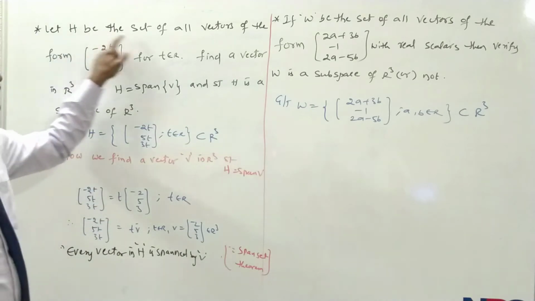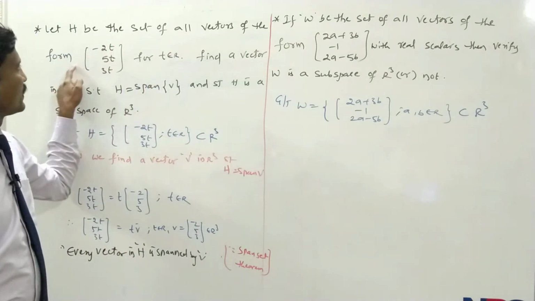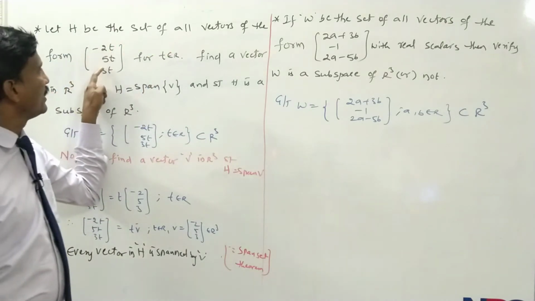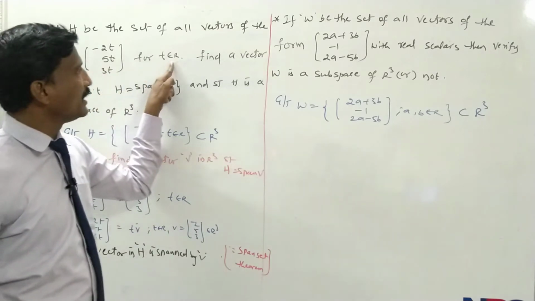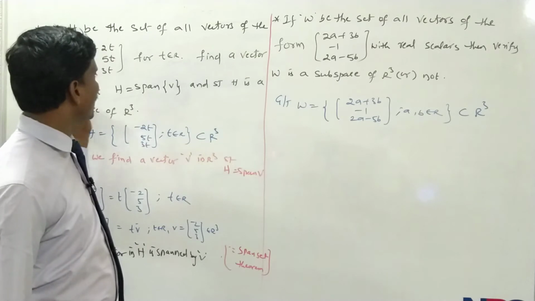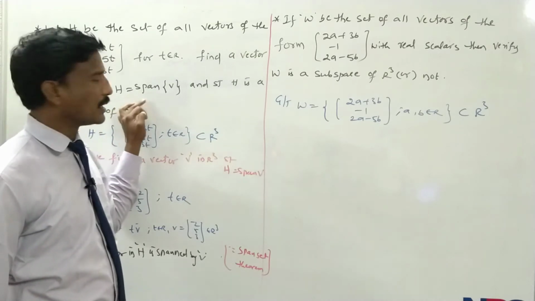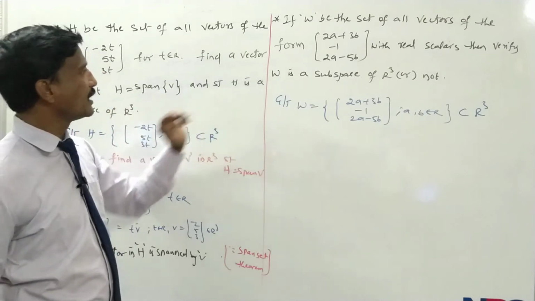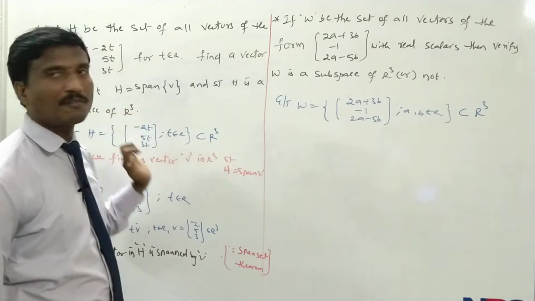H is the set of all vectors of the form (-2t, 5t, 3t) for any t a real number. Then find a vector in R3 such that H equals span V. Then show that H is a subspace of R3.